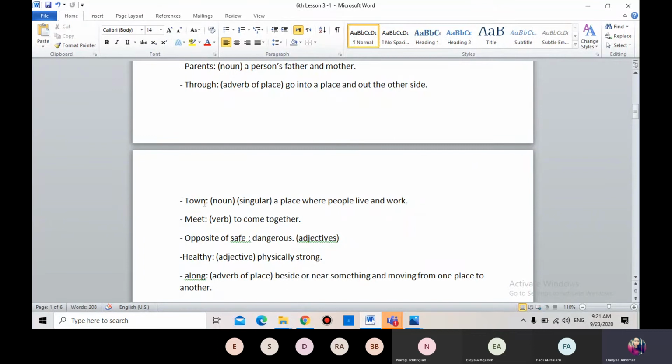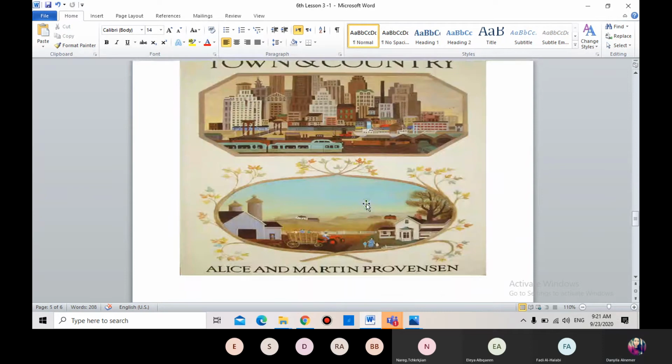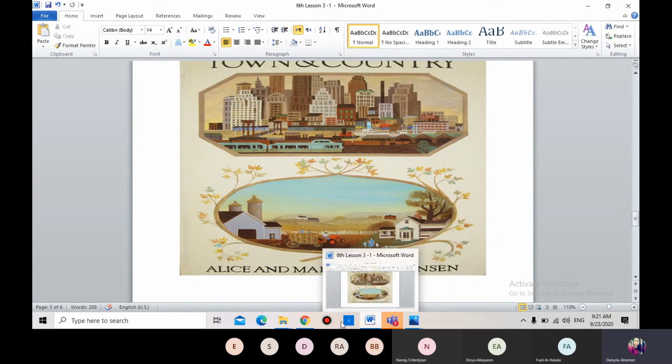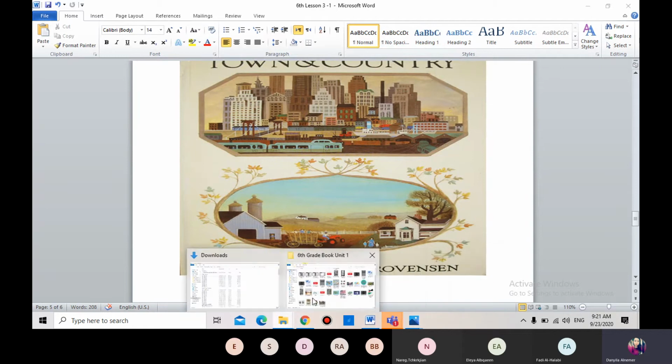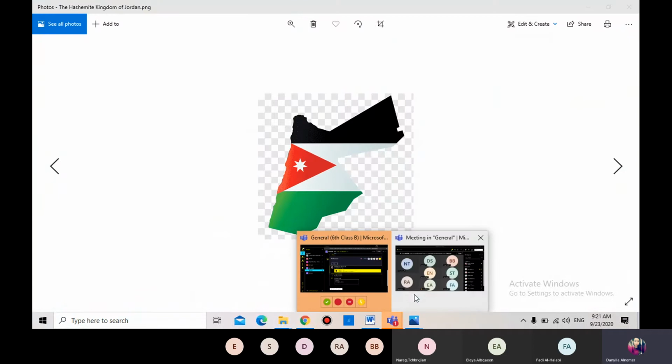What do we mean by a town? Town is a noun, it's a singular, a place where people live and work. If you look here, what's the difference between these two? What do we call this, by the way? Raise your hand. What do we call this?